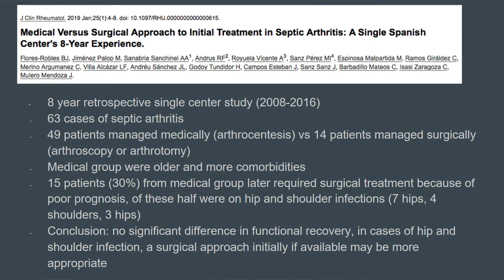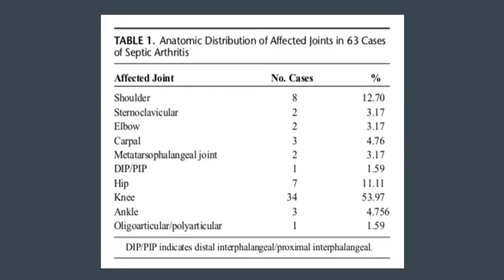So in conclusion, they said there was no significant difference in the functional recovery, but then they mentioned that maybe the hip and the shoulder group tend to do better with a surgical approach if that's available and appropriate initially. Here they break it down by the joints. As you can see, there were 34 knees followed by 8 shoulders and 7 hips, but they didn't go into which ones. They didn't break it down between medical and the surgical group.